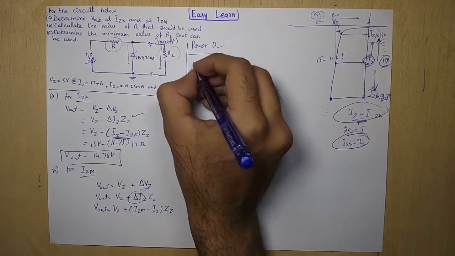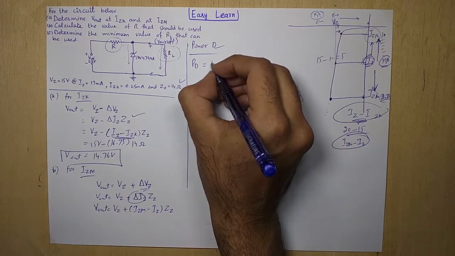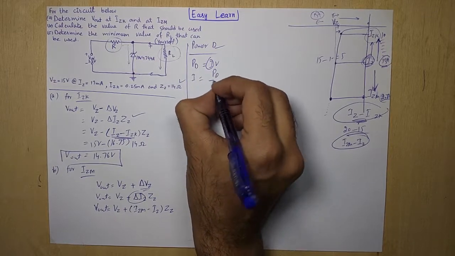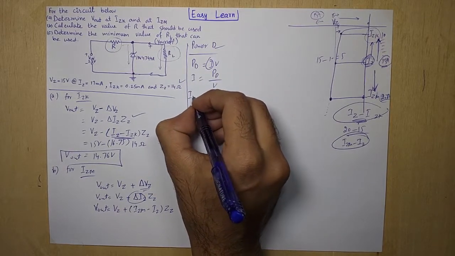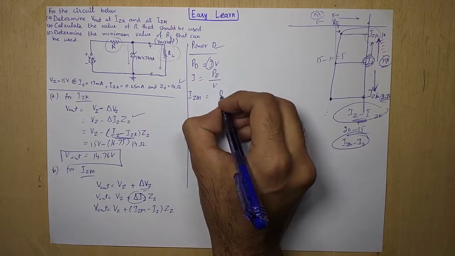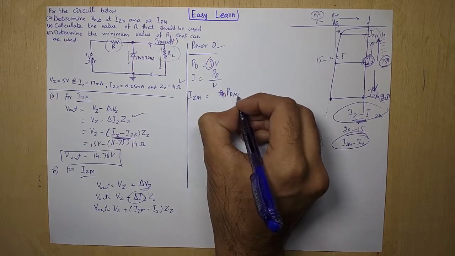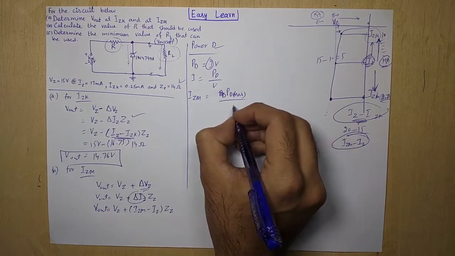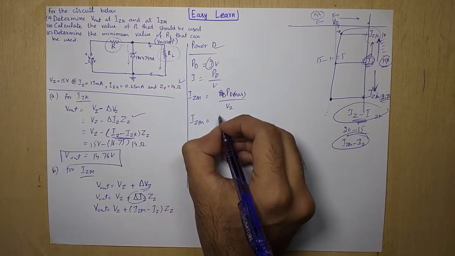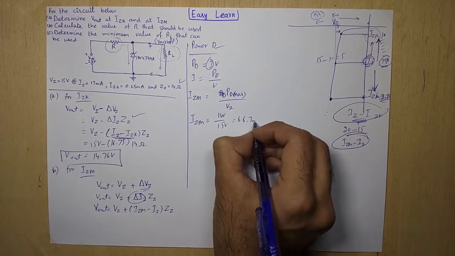We use the power dissipation formula. What is power dissipation? Power dissipation P is equal to IV. If you want to calculate the current from here, I is equal to PD over V. If I want to calculate the current, for example IZ maximum, then the formula changes to maximum power dissipation divided by VZ. IZ maximum can be calculated from this formula: 1 watt divided by 15 volt, that is 66.7 milliampere.